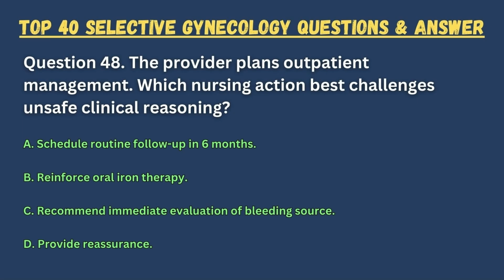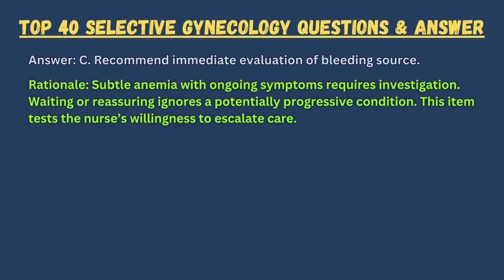Question 48. The provider plans outpatient management. Which nursing action best challenges unsafe clinical reasoning? A. Schedule routine follow-up in 6 months. B. Reinforce oral iron therapy. C. Recommend immediate evaluation of bleeding source. D. Provide reassurance. Answer: C. Recommend immediate evaluation of bleeding source. Rationale: Subtle anemia with ongoing symptoms requires investigation. Waiting or reassuring ignores a potentially progressive condition. This item tests the nurse's willingness to escalate care.